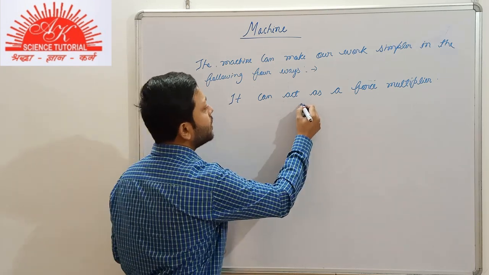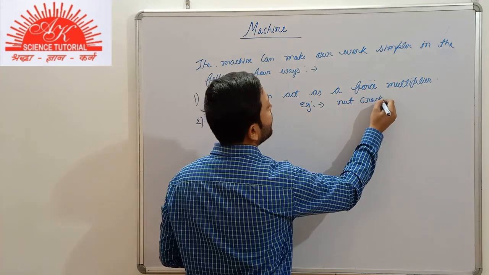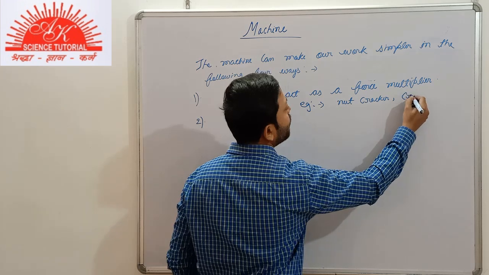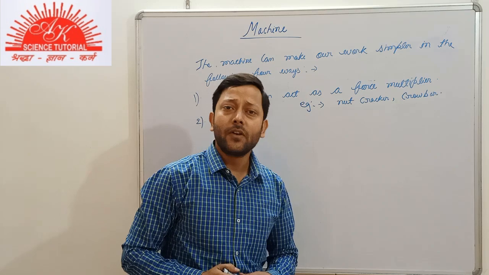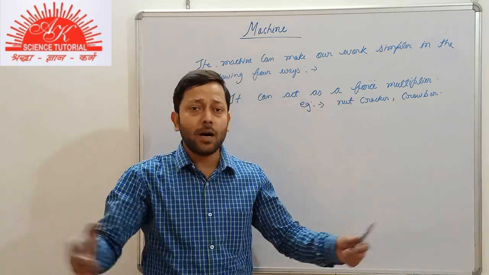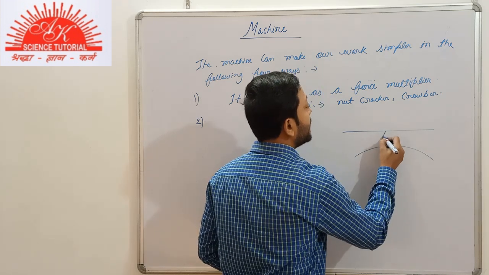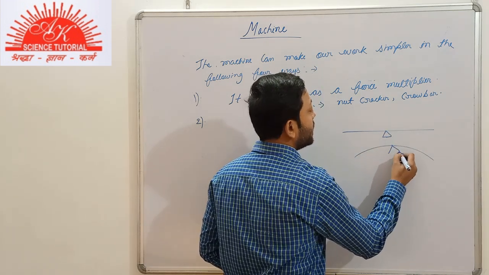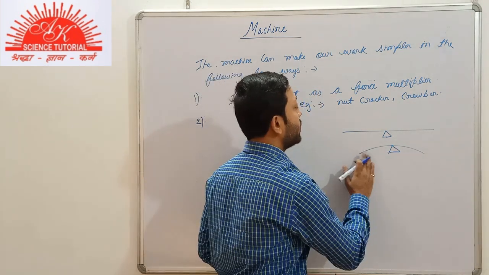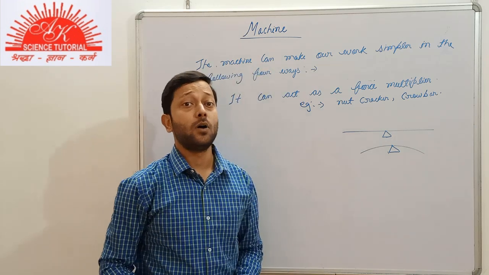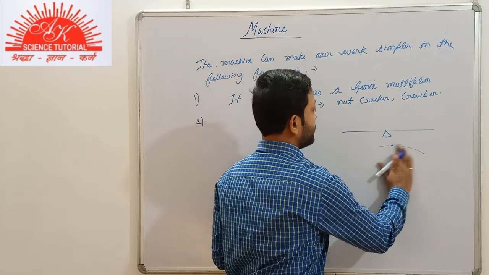There are many other examples, such as the crowbar. A crowbar is nothing but a rigid, straight or bent bar. It might be straight or it might be bent, and it should be capable of turning about a fixed axis, that is its axis of rotation.